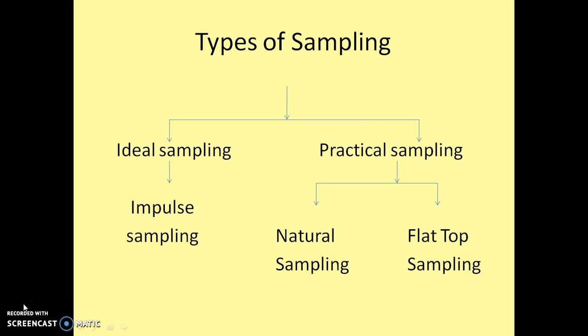The next type is practical sampling. Practical sampling is divided into two types: natural sampling and flat top sampling. The name practical sampling is given because the sampling signal has a finite pulse width. Hence it is called practical sampling, and these finite duration pulses can be generated using practical circuits that are used in practice. Let us have a look at these sampling techniques one by one.